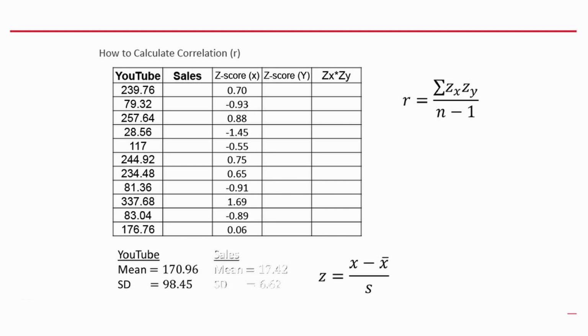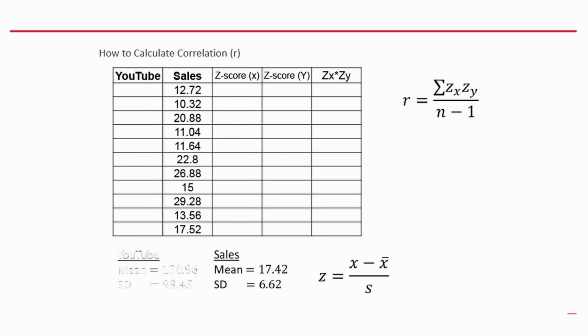So I will need to calculate the z-scores for all of those 11 observations using the mean for YouTube, which is 170.96, and the standard deviation for YouTube, which is 98.45. And I've put those z-scores in the column where it says z-score x. So the very first one, 0.7, that's the z-score for 239.76. The next one, negative 0.93, is the z-score for 79.32. And I rinse and repeat for the others. So after this, you can imagine calculating z-scores is going to be a breeze, since you'll get plenty of practice.